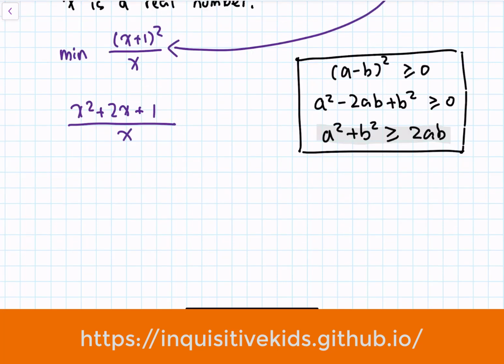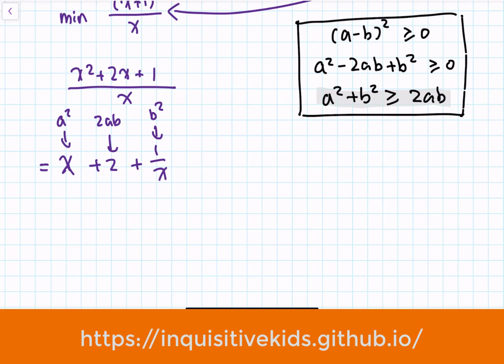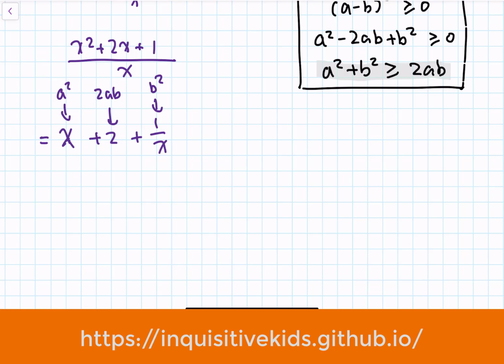Well, in this case, we can first divide the x into the top numerator. So we're going to get x. This is equal to x plus 2 plus 1 over x. And in this case, the x is the a squared, the 2 is the 2ab, and the 1 over x is equal to the b squared, if we're looking at a quadratic function over here. So then, using what we just proved, a squared plus b squared is greater or equal to 2ab, we can use that on our original problem.